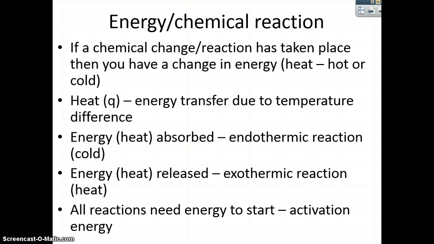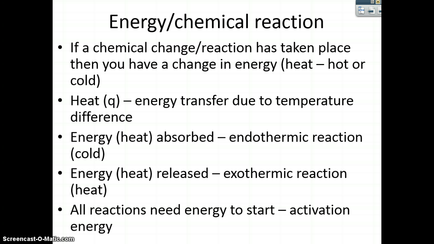Energy, heat in this case, is being released. It's an exothermic reaction. Exothermic. The heat is exiting, the heat is going out, so you feel it. It's going to feel hot. That should say not heat there, it should say hot underneath the word energy.